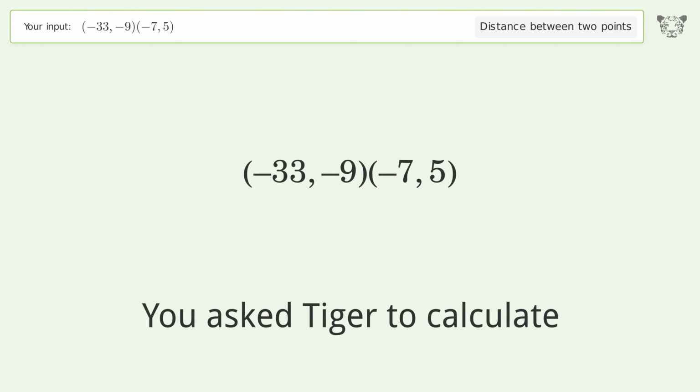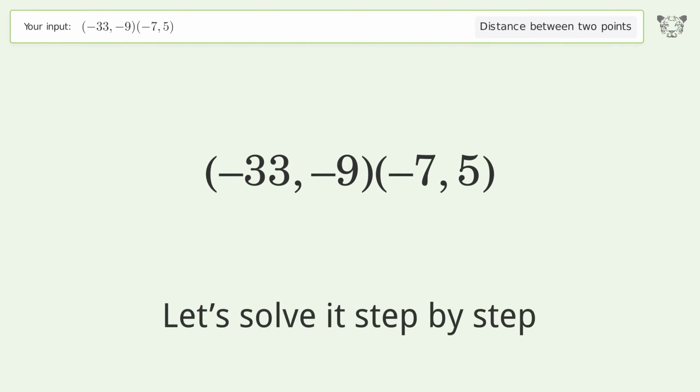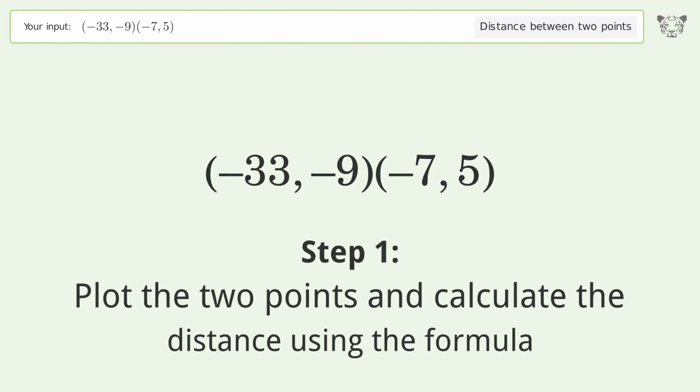You ask Tiger to calculate. This deals with the distance between 2 points. The distance between the 2 points is the square root of 872, or 29.53. Let's solve it step by step. Plot the 2 points and calculate the distance using the formula.